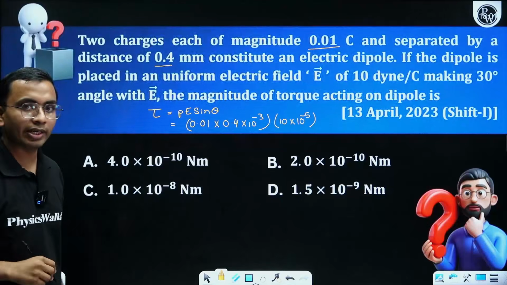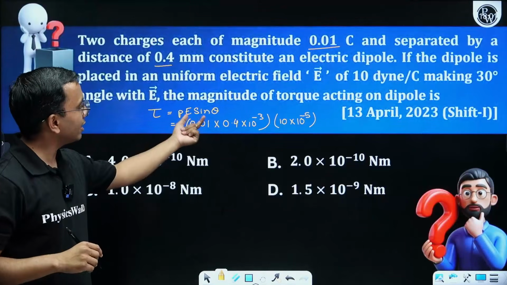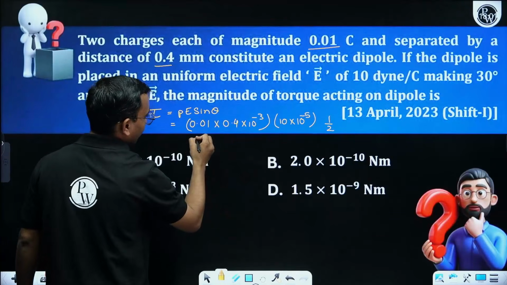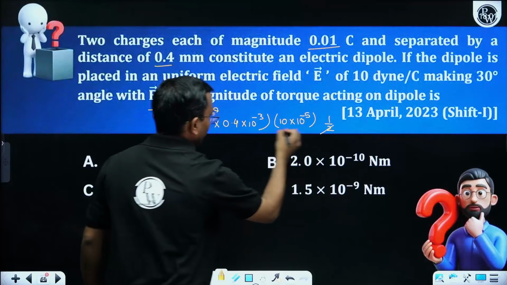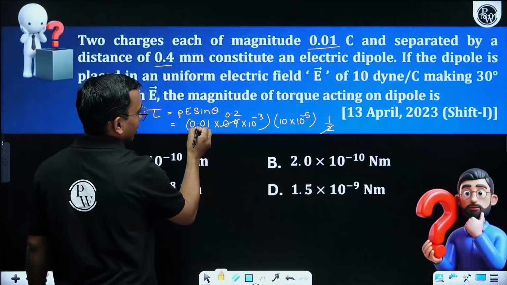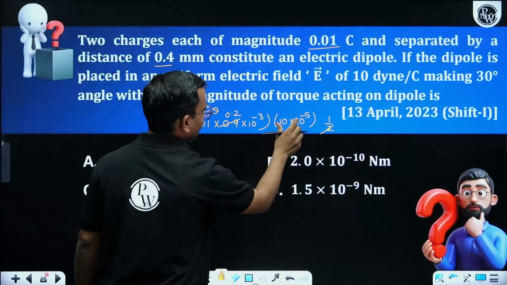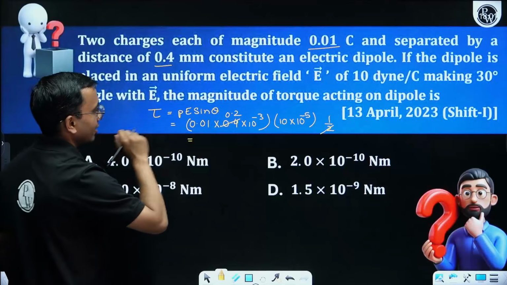This is how we convert dyne to Newton. Making an angle of 30 degrees, sin 30 is 1 by 2. Okay, now what will it become? 2, this will become 0.2, 10 to the power 3, minus 3, minus 3, minus 6. This will become minus 10, 10 to the power minus 10, isn't it?